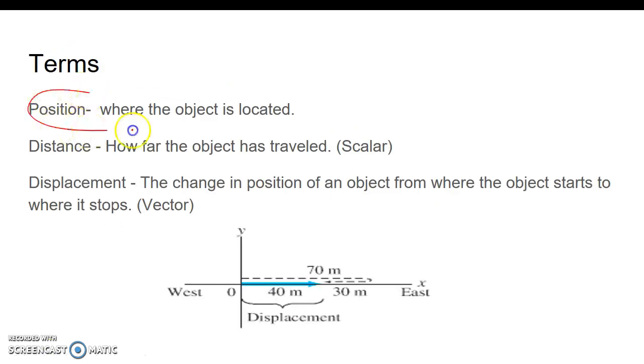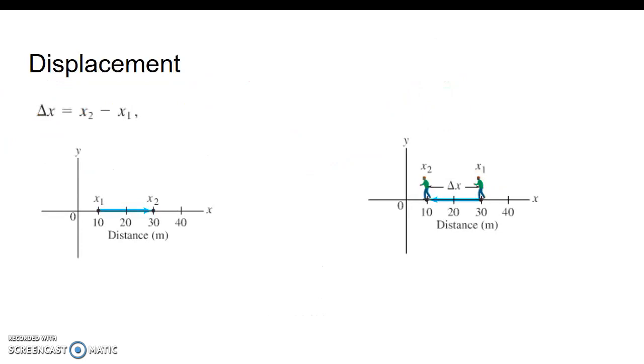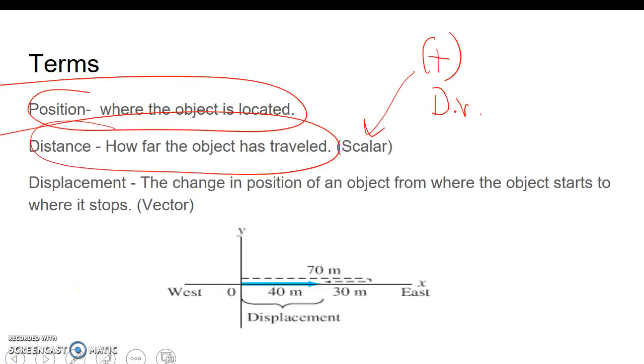Terms: position, where the object is located. Distance, how far the object has traveled. It's a scalar. Distance is always positive, and there's never a direction.